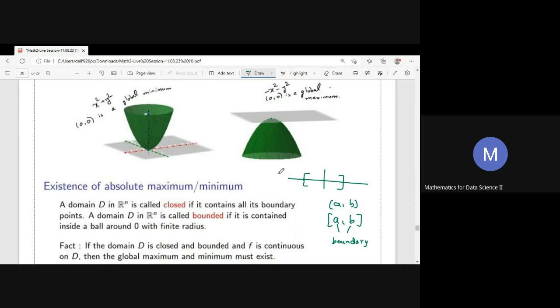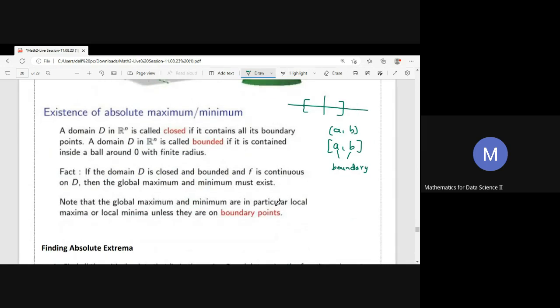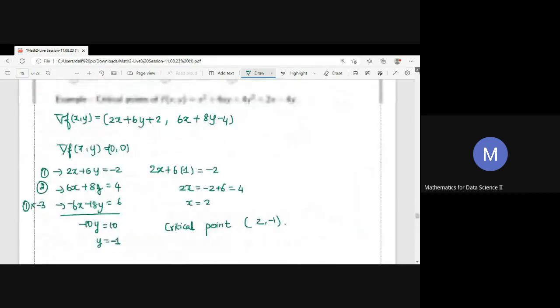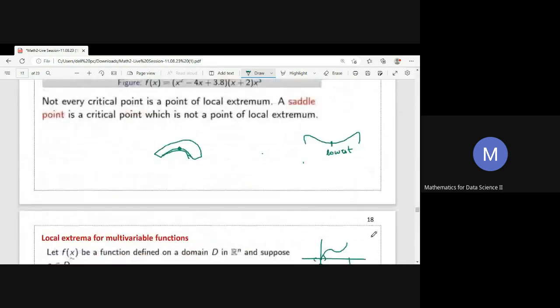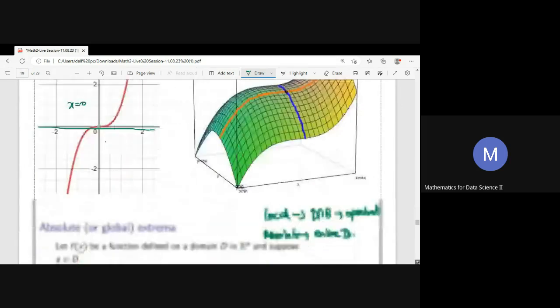It is not bounded. Okay, so note that the global maximum and minimum, or in particular local maxima or local minima, unless they are on the boundary points, just like I told you here. Unless they are on the boundary points. Where was that? Yeah, so it is on the boundary point. So this is just a global minimum, not a local minimum, because it is a boundary point. Okay, fine.